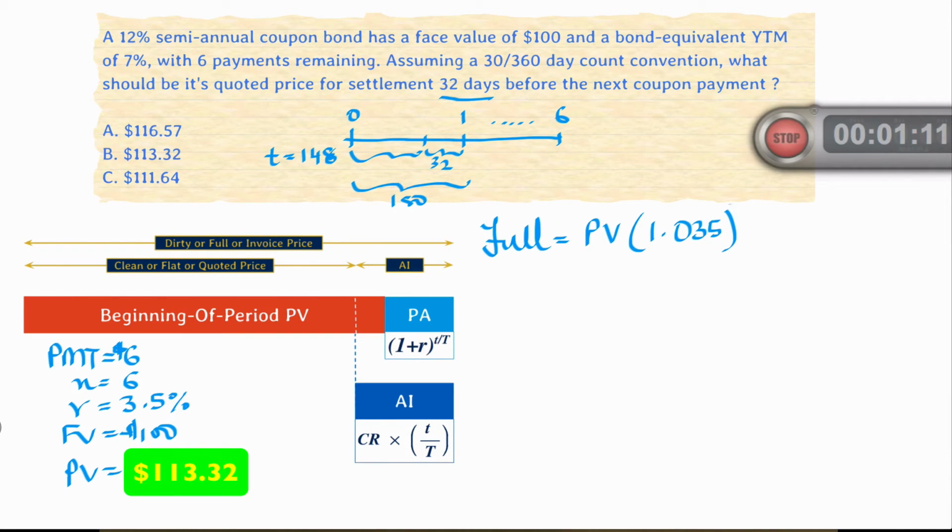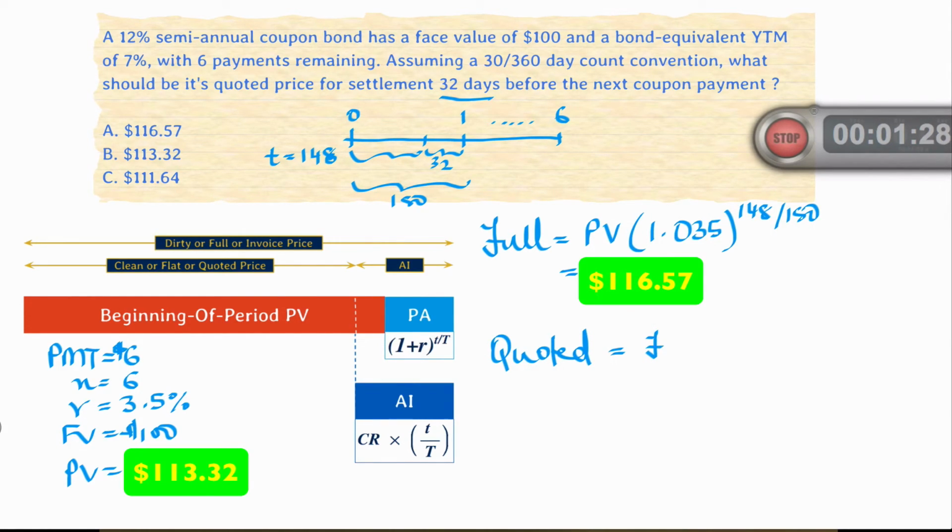We now compute the full price of the bond, which is the period adjusted value. So the full price of the bond is the value of the bond as of the last coupon payment multiplied by the future value factor for the period adjustment. Remember, we're using not the coupon rate, but the yield to maturity in calculating the period adjusted value. So the full price turns out to be $116.57.